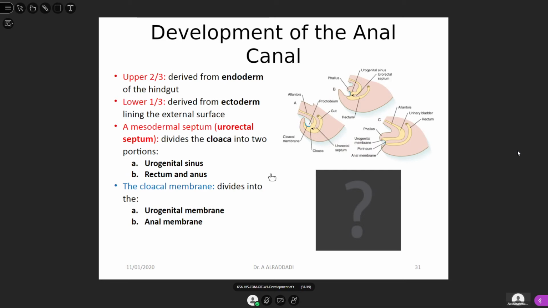So for the development of the anal canal, the upper two thirds is derived from the endoderm of the hindgut, and the lower third is derived from the ectoderm lining the external surface. The mesoderm urorectal septum will divide the cloaca into two parts, as we discussed in the genitourinary block: the urogenital sinus and the rectum and anus. The cloacal membrane will also be divided into the urogenital membrane and the anal membrane.